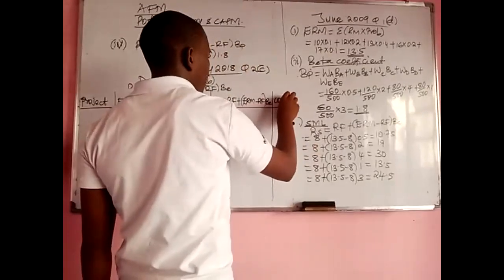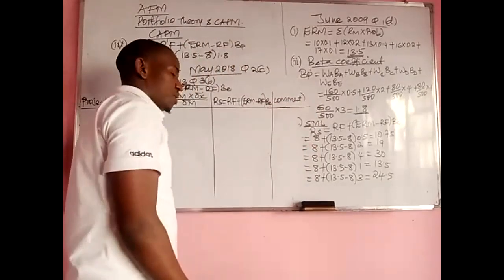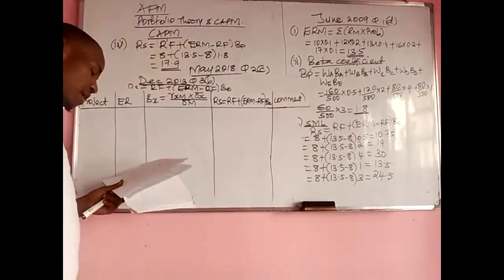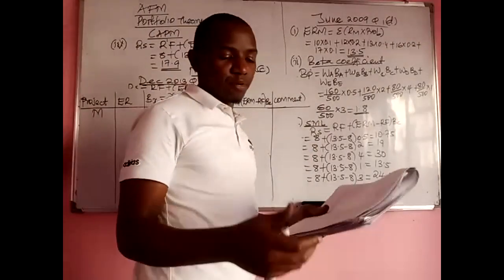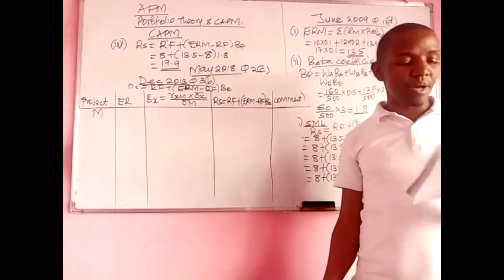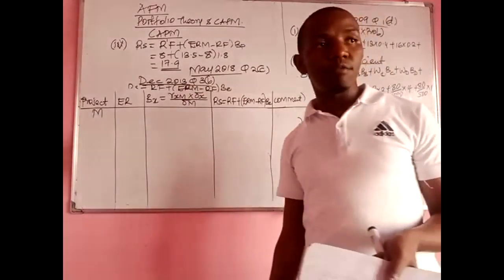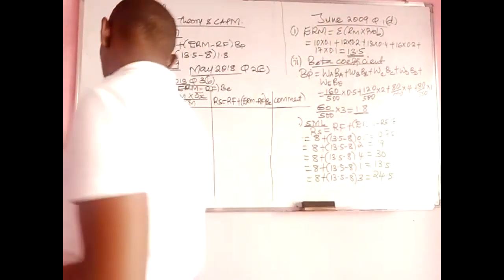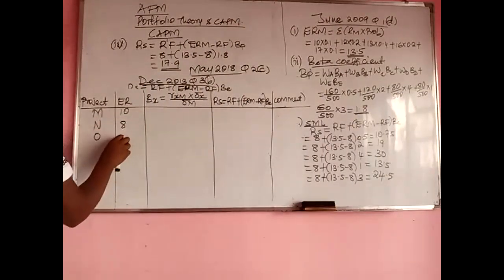The comments. So we begin with the first one, which is M. What was the expected return from that? We've been given the expected return of M, which is 10. Remember, we have three of them: M, N, and O. Expected return for M is 10, the other one is 8, and this one is 6.